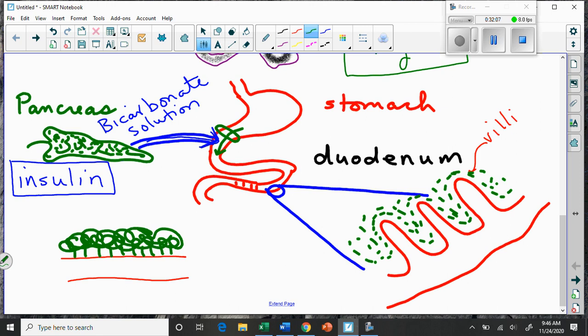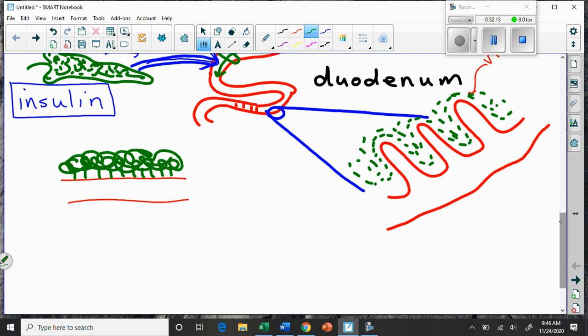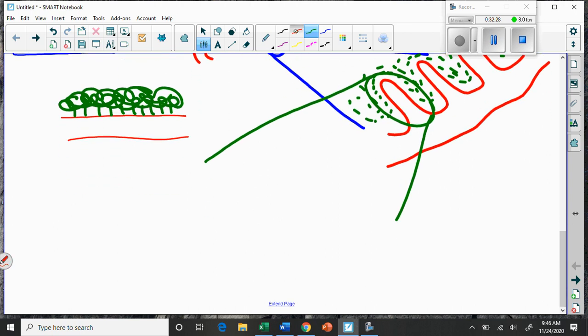We're going to blow up one of these villi a little bit more. All right, so let's take one of those villi right here. Let's take this guy and let's blow him up into a bigger picture down below and see what that looks like. So when we blow it up now, we can almost start to see the actual cells.